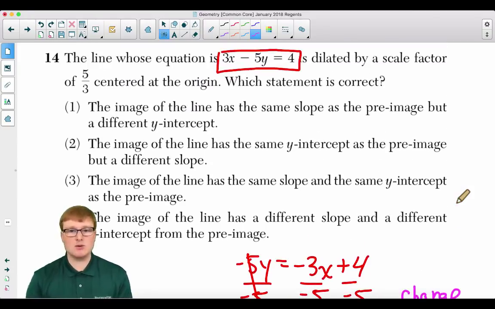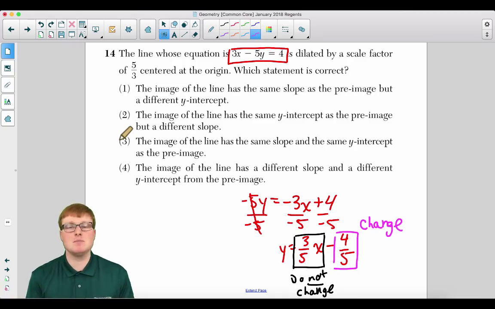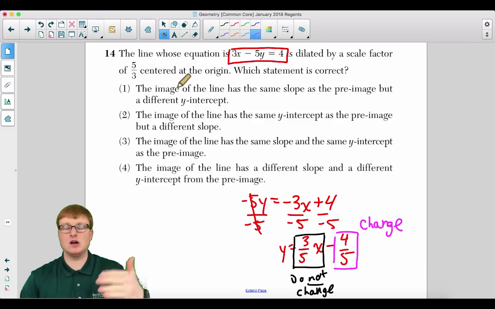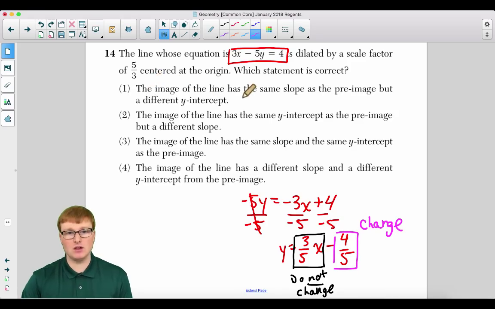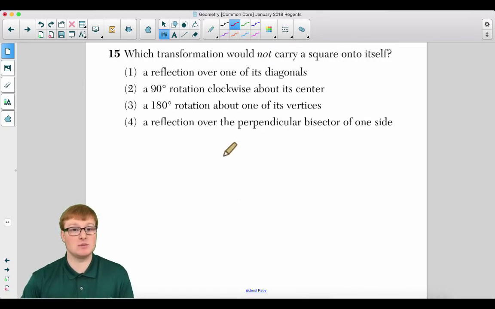So if we're looking at which statement is correct, we're looking for something along the lines of the slope is not changing, but the y-intercept is. Let's take a look at choice 1. The image, meaning the result of the transformation that we're performing, which is a dilation. The image of the line has the same slope as the pre-image, but a different y-intercept. Oh, absolutely. Your answer is choice 1. That is absolutely true. Everything else doesn't make any sense. Good. Answer choice 1.